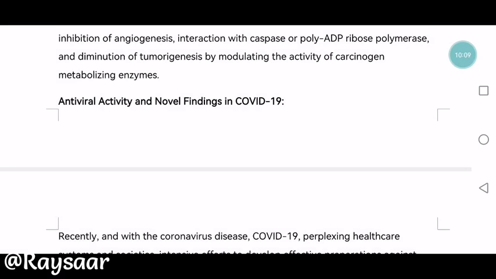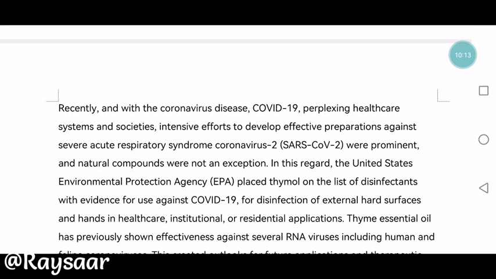Antiviral activity and novel finding in COVID-19. Recently, with the coronavirus disease COVID-19 perplexing the healthcare system and society's intensive effort to develop effective preparations against severe acute respiratory syndrome coronavirus 2, natural compounds were prominent and not an exception.